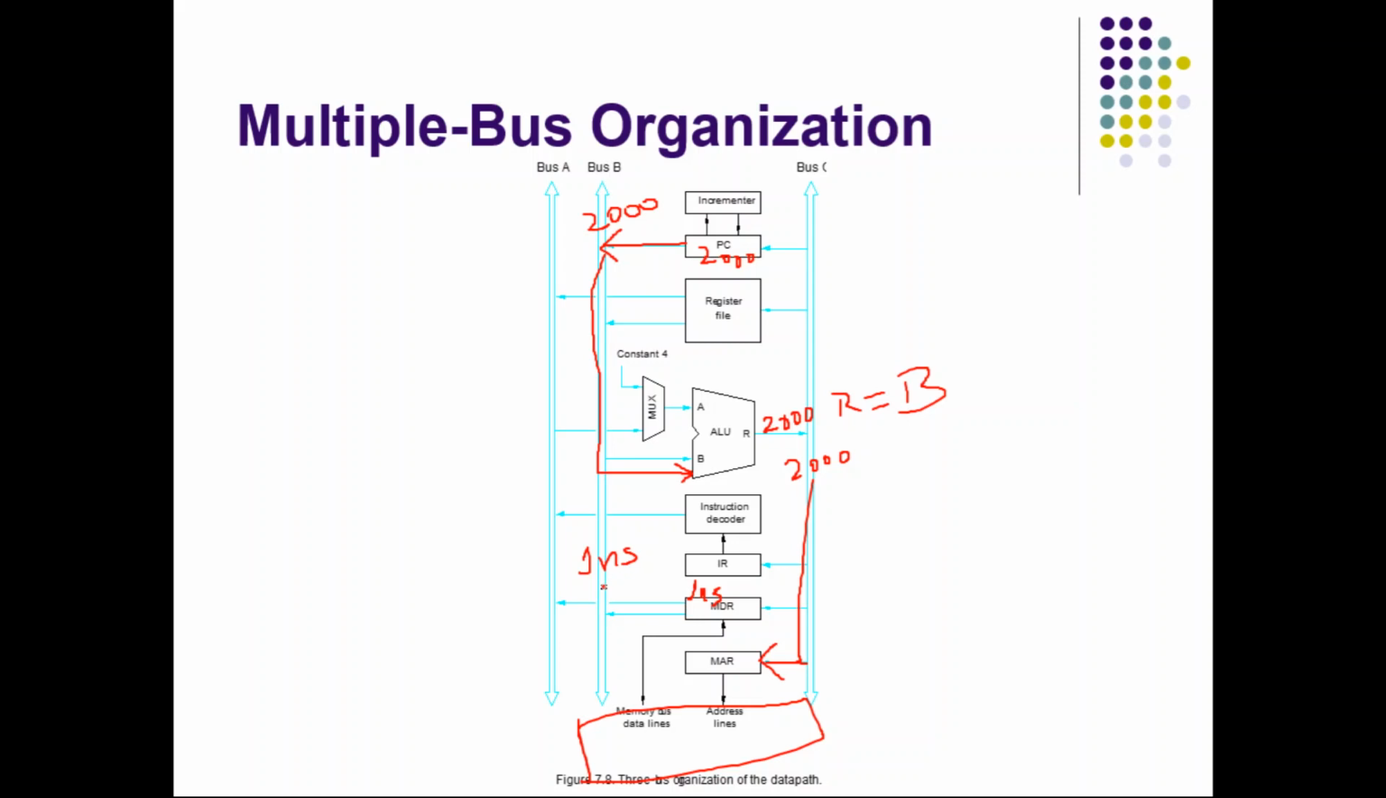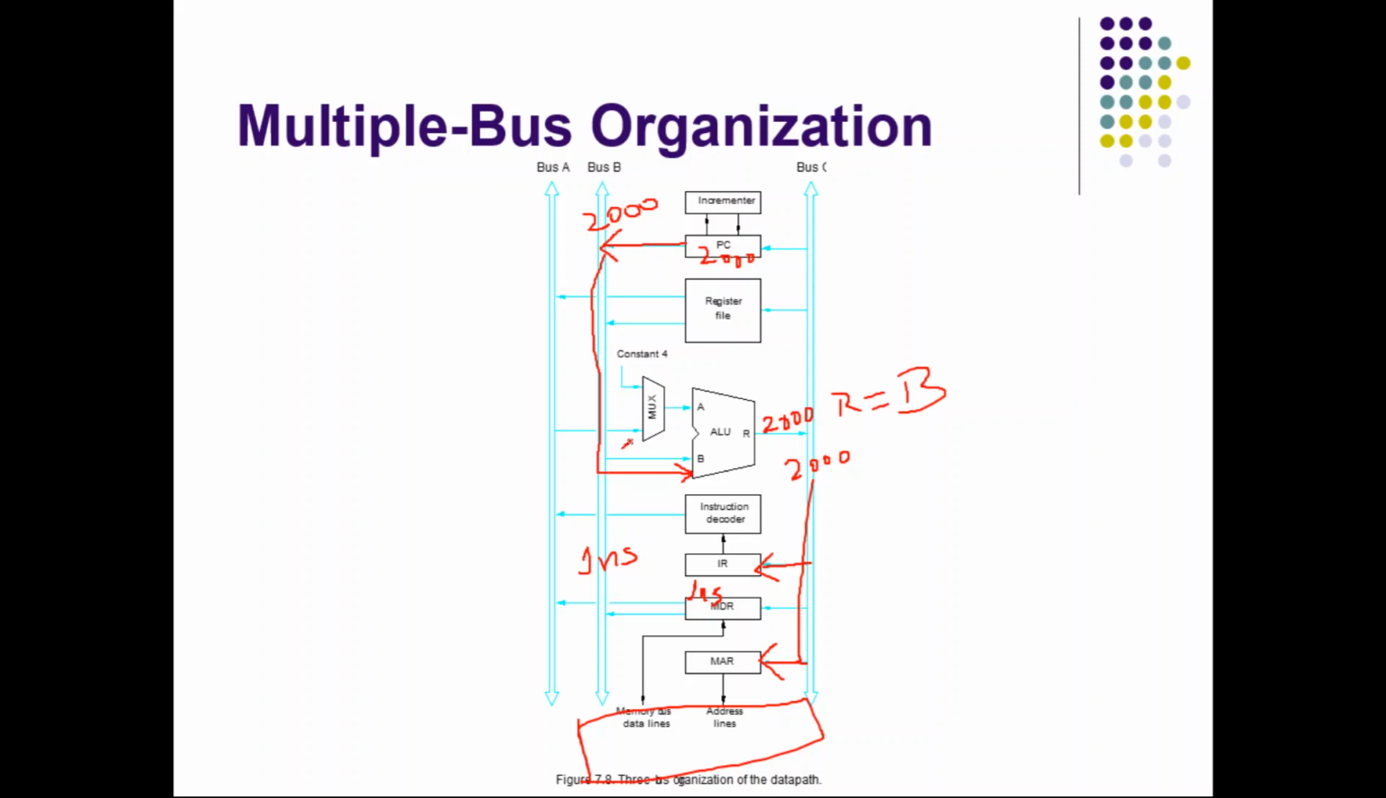Okay, from here you have to move to IR, because finally we want to move the instruction to IR. But if you see, if you want to move to IR, it should come from bus C, right? MDR is also not directly connected with bus C. From bus C data can be moved to MDR, but from MDR you cannot move to bus C. So again we are following the same trick. Move that MDR content to bus B.